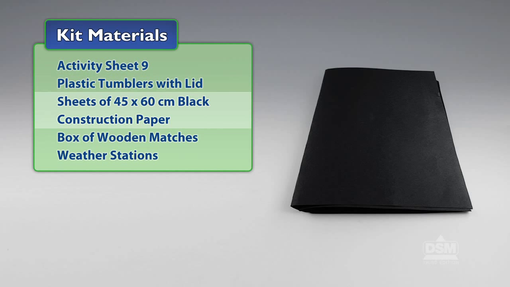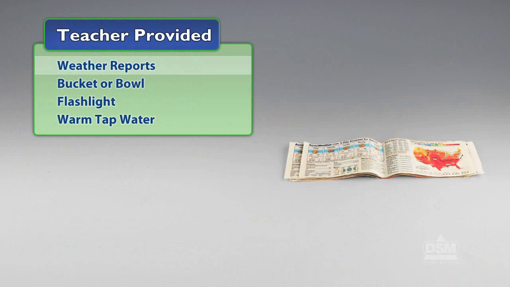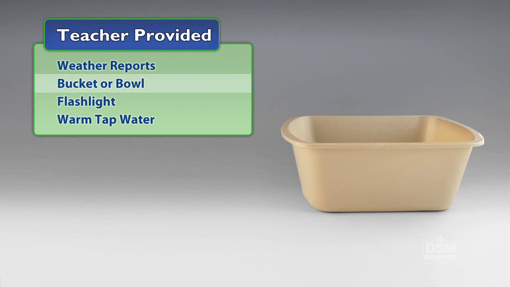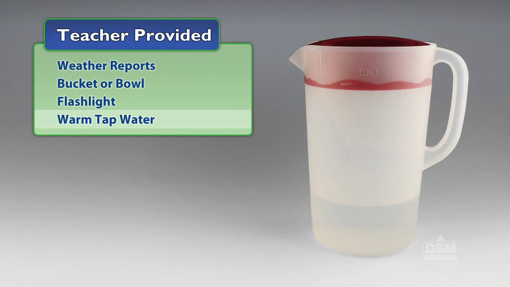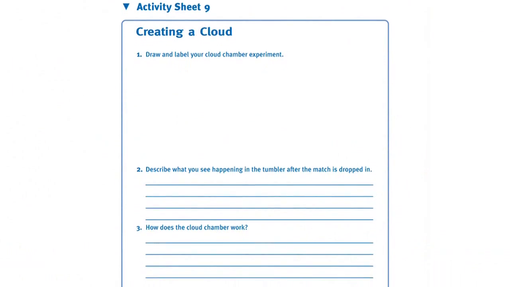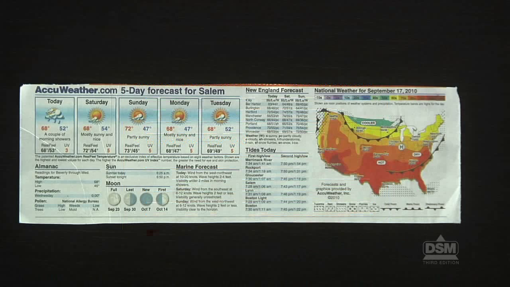60 centimeter black construction paper, box of wooden matches, and weather stations. You will also need to provide weather reports, bucket or bowl to hold ice, flashlight, and warm tap water. To prepare for the activity, make a copy of Activity Sheet 9 for each student. You will need to collect weather reports.